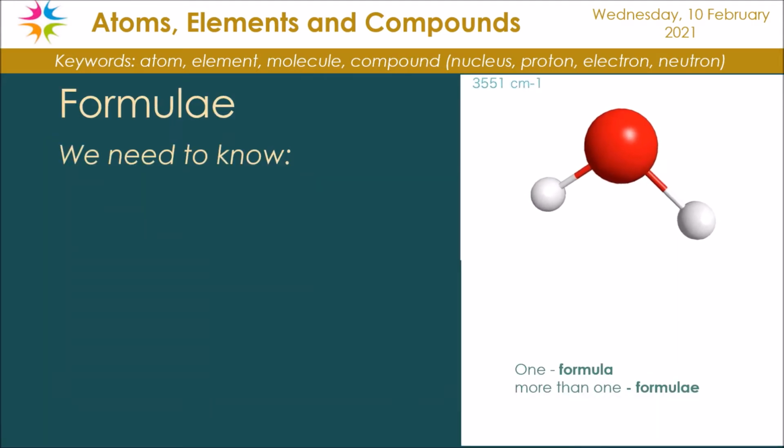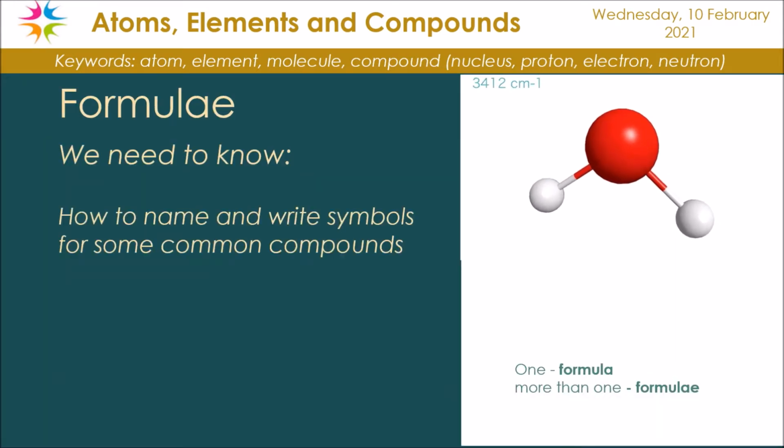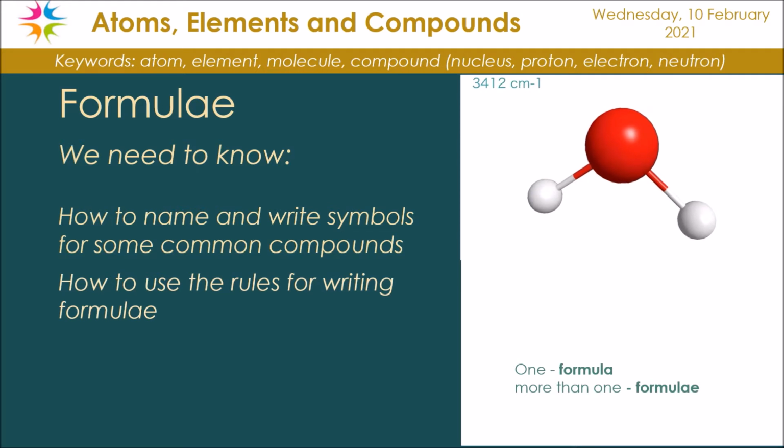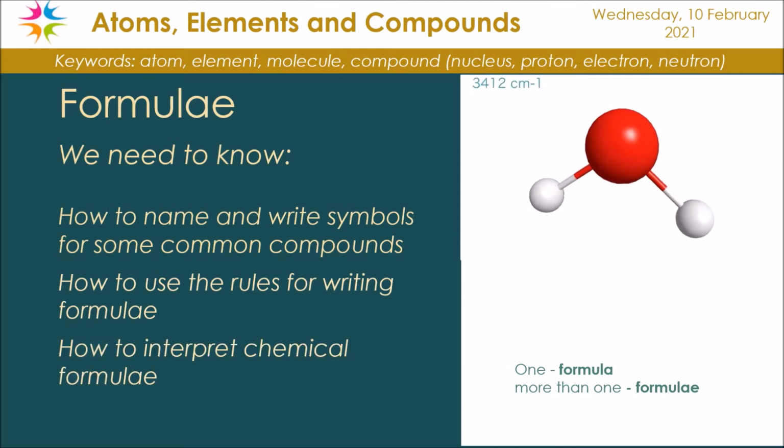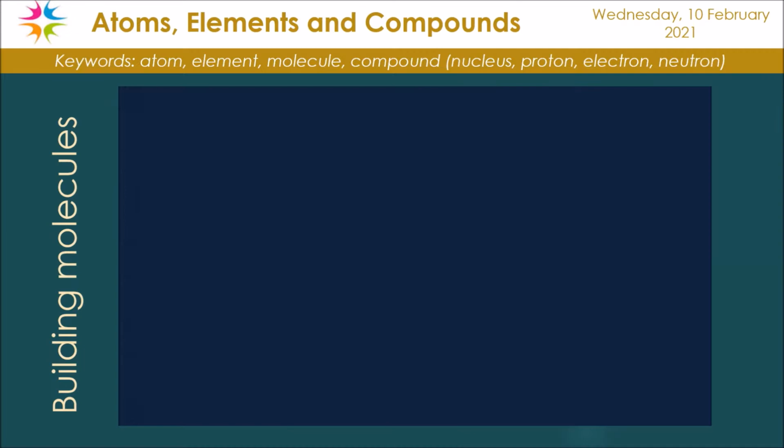Okay, today's topic is formulae, and we need to know how to name and write symbols for common compounds. We need to know the rules for writing formulae, and during the course of the video there's an angry policeman who will give us all the rules, and we need to know how to interpret chemical formulae. Just for the sake of good English, at the bottom right hand corner it says if you're talking about one, it's a formula. If you're talking about more than one, it's formulae.